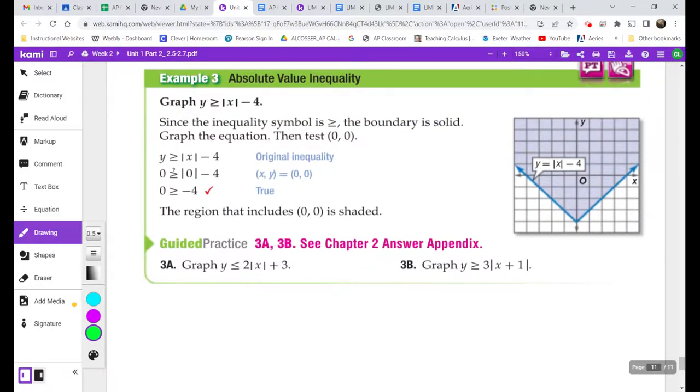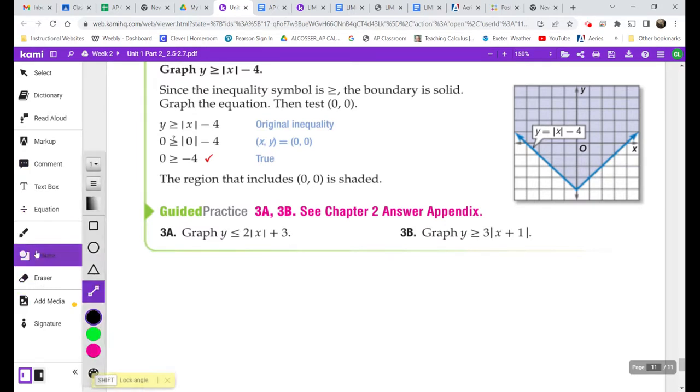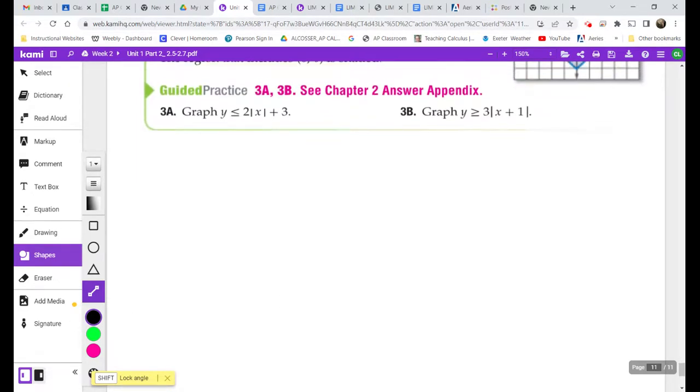So let's look at our absolute value inequalities. Okay. So we got our absolute value inequalities here, but we're going to use parent graphs to do these. It makes it so much easier. Okay. So let's tackle these. I'm going to go back to drawing. Let's put our shapes back in line. We want a solid line right now. There it goes. All right, we'll do this one first. So let's draw this guy.